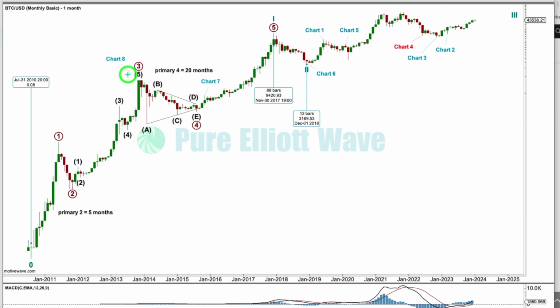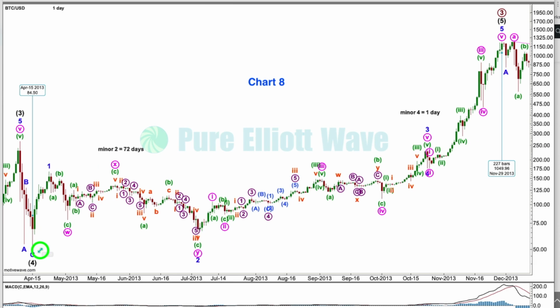And the final example, a really extreme example, is the 5th wave to end a 3rd wave 1 degree higher. This is where we see parabolic growth at its most extreme. So here's the beginning of the 5th wave, here's the end of the 5th wave. Minor wave 2 lasted 72 days. Minor wave 4 over in just 1 day.